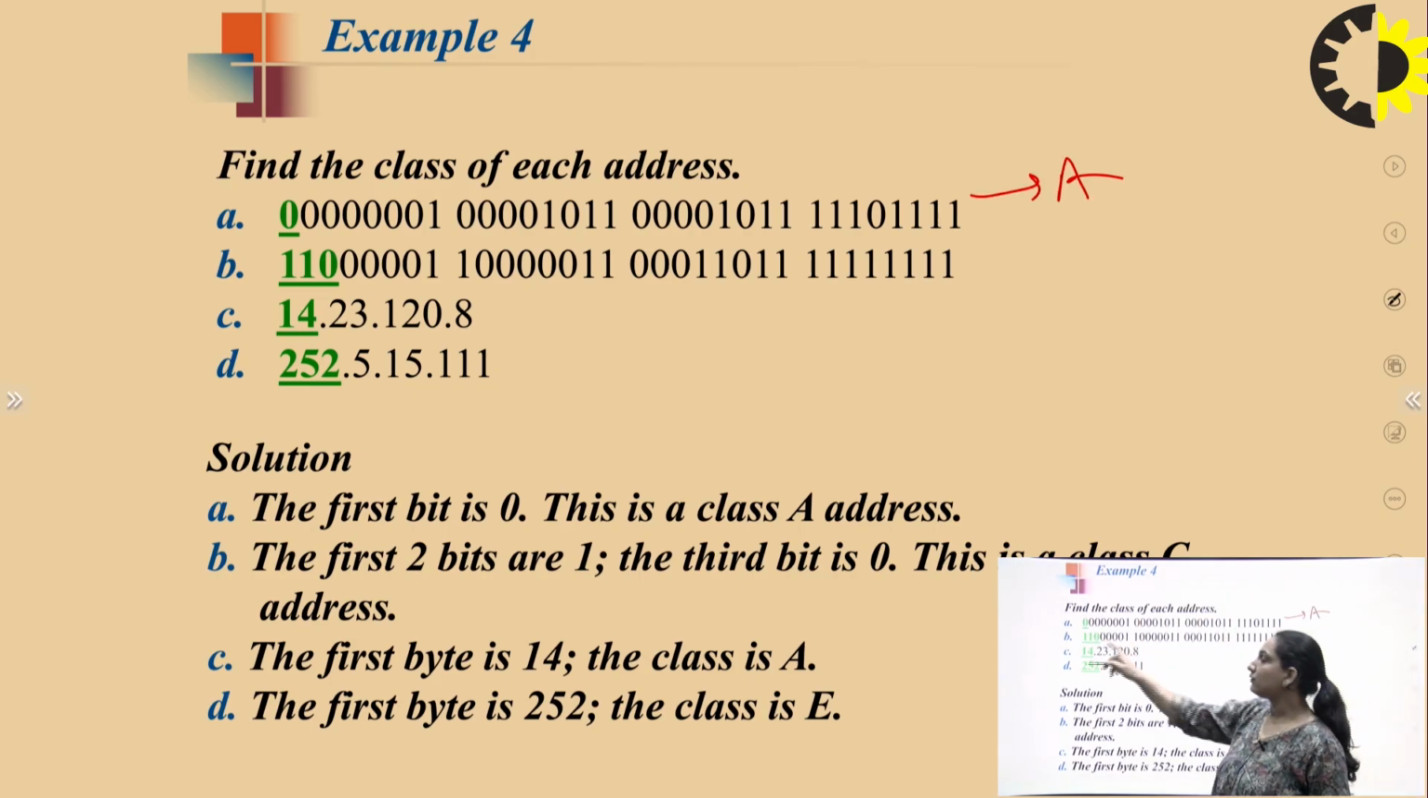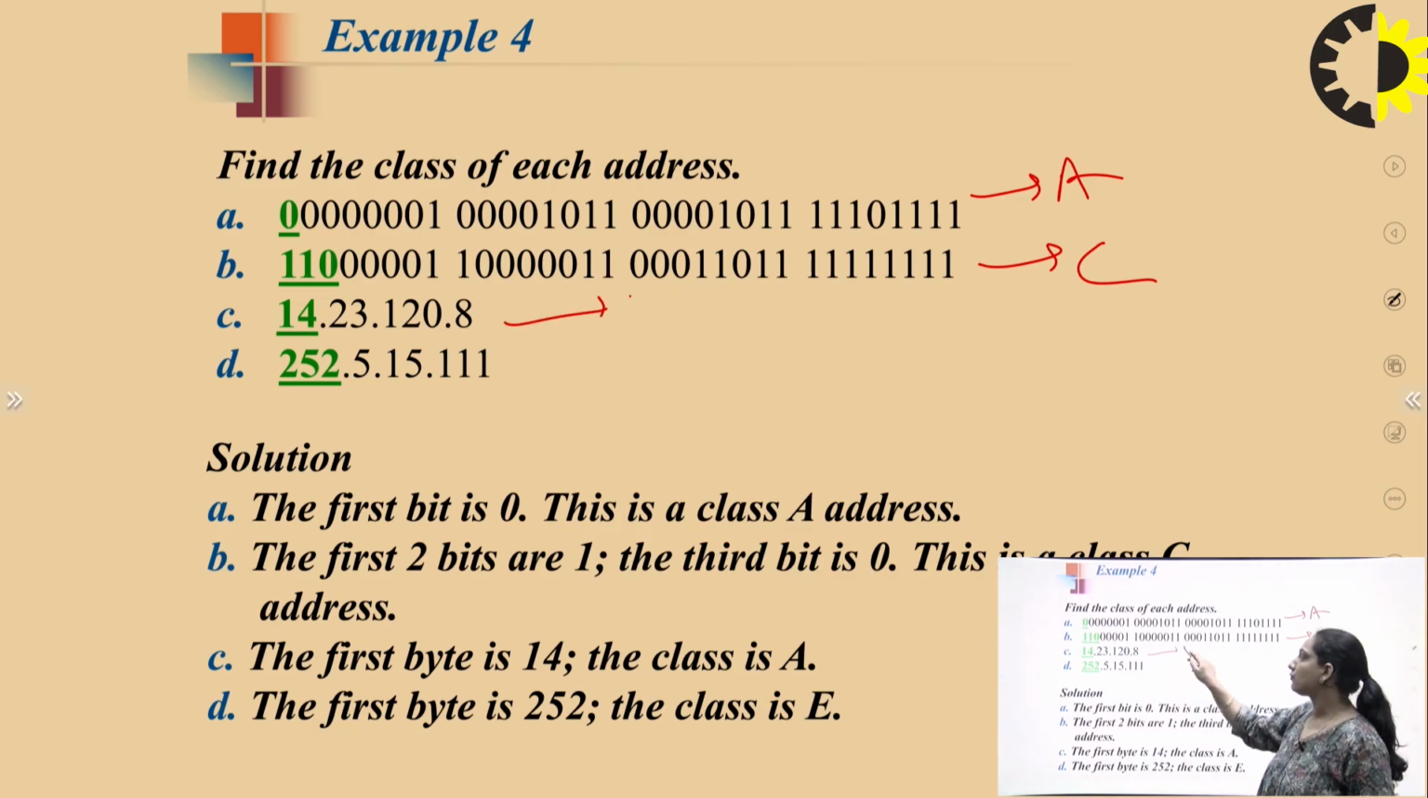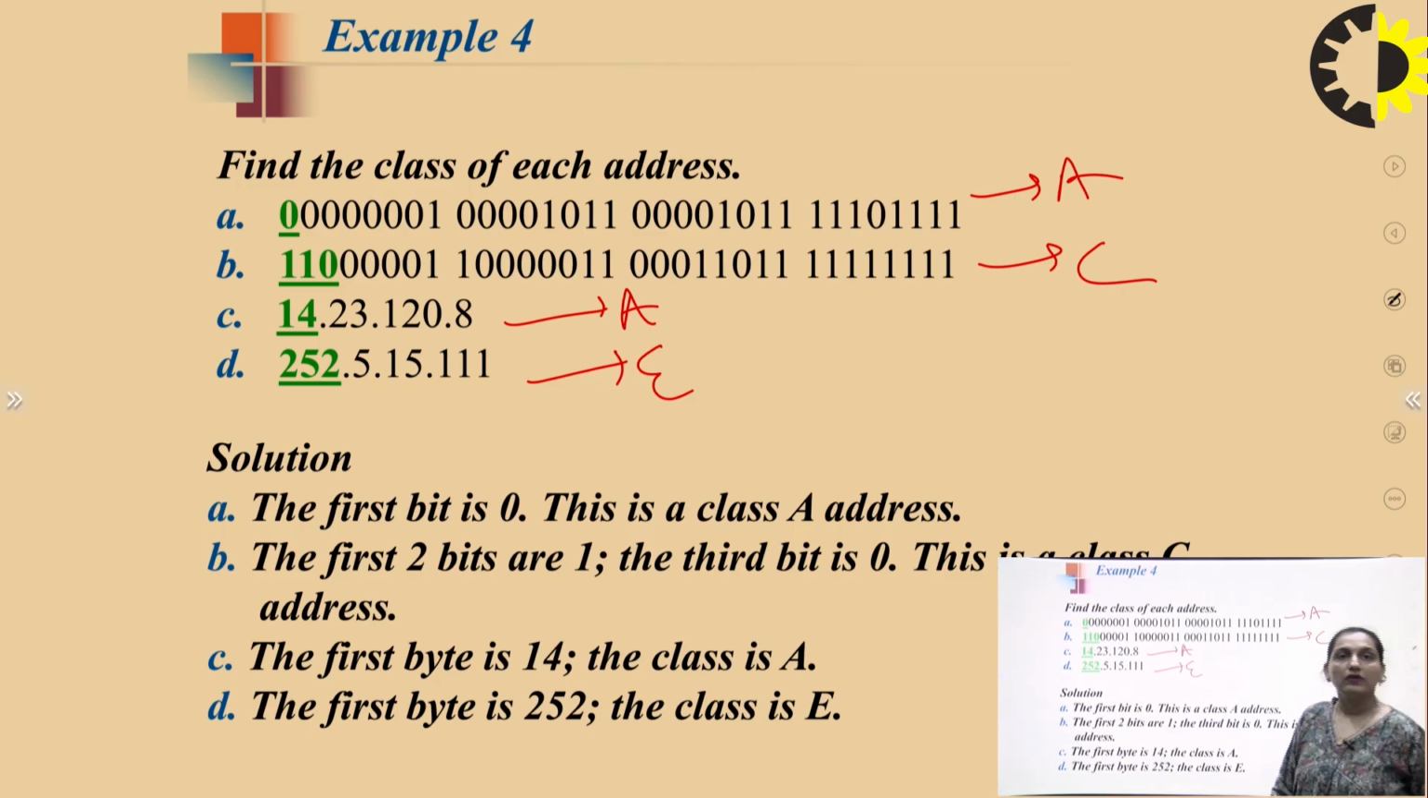If it's 110, what class is it? That has to be C class. If it is 1110, it is from D class. If this is 1111, it is from E class. So if it's a binary representation, we will see the zeros and ones. If it's a decimal representation, we will see the range, which was seen earlier also.